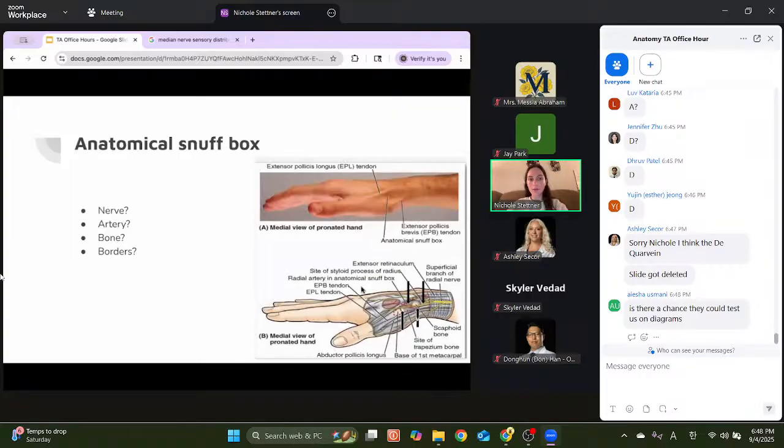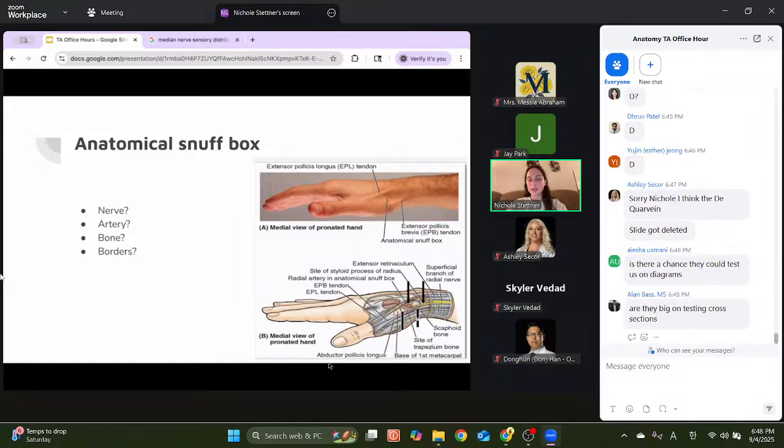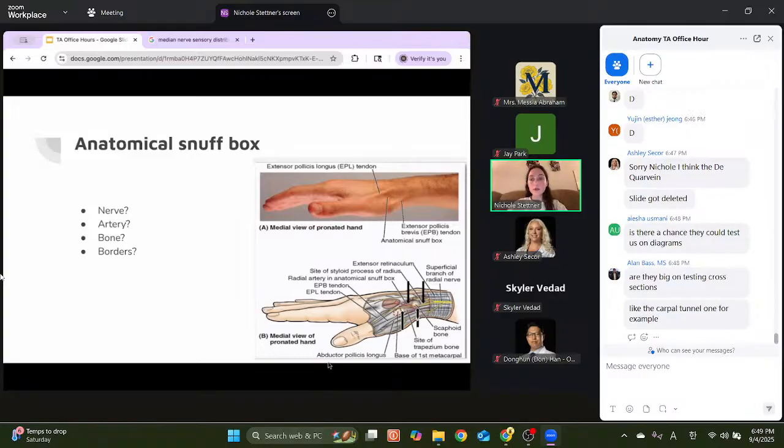So I think we already went over a lot of the snuff box already. There's a nice little diagram here to go through the different orders and the bones of it. I think it's important to just know what artery goes through it and the nerve that goes through it. Does anyone want to try to answer the nerve and artery that goes through the snuff box?